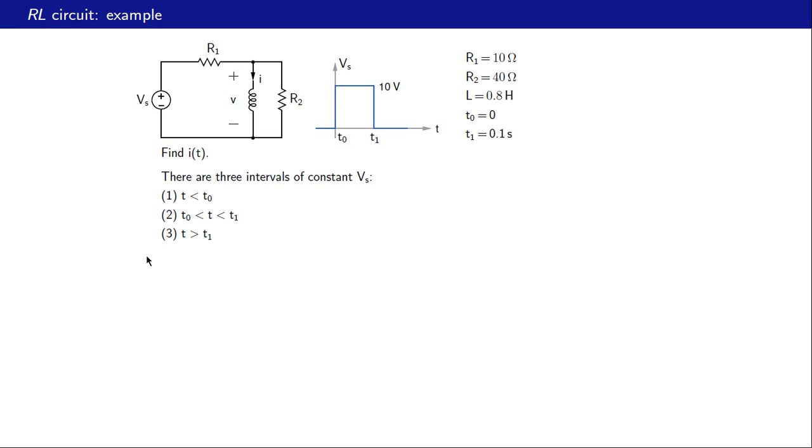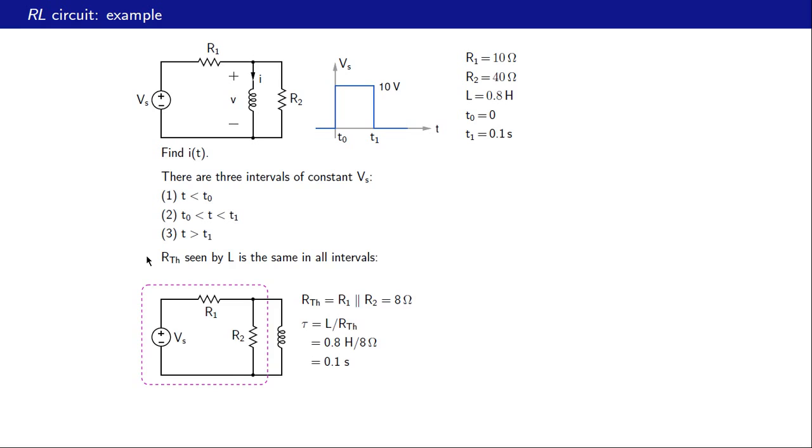To make this calculation a little easier, let us redraw the circuit as shown here. What we have done is we have taken this inductor on the other side. That of course does not change the circuit. And now we look at the rest of the circuit from the inductor. And note that the circuit topology is the same in all 3 intervals. The only thing that is changing is the value of Vs. In the first interval, Vs is 0. In the second interval, it is 10. And in the third interval, it is 0.